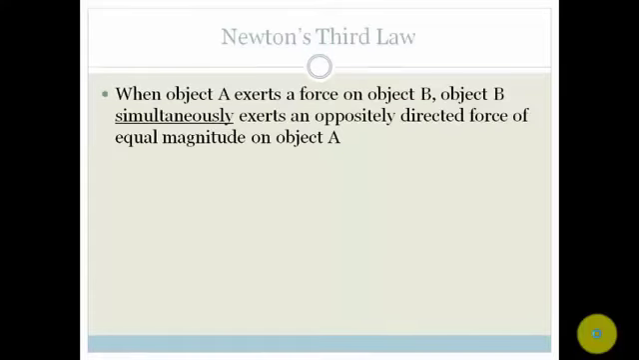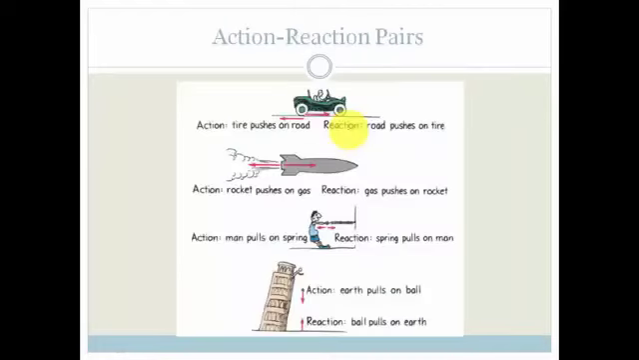Newton's third law states that when an object A exerts a force on object B, object B simultaneously exerts an oppositely directed force of equal magnitude on object A. Okay, so when object A exerts a force on object B, at the same time object B exerts an oppositely directed force of equal magnitude, so equal but opposite in direction, on object A. So let's see what that means. That means that we can get action-reaction pairs.